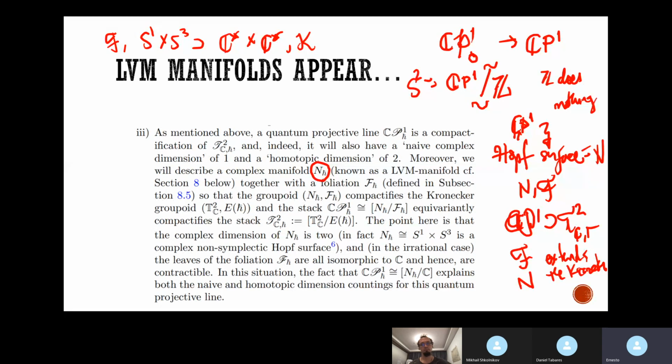And now, of course, CP1 is really the stack of Hopf surfaces divided by this C, winding around Kronecker-wise, with dense leaves, and then interestingly at the poles. This explains that the dimension is the dimension of S1 cross S3 minus the dimension of C. That would be 4 minus 2 real dimensions, so 2 complex dimensions minus 1, it could be 1 complex dimension, naively. But homotopically, C is contractible, so CP1 homotopically will have 2 complex dimensions, 4 real dimensions. And this is the story for CP1.